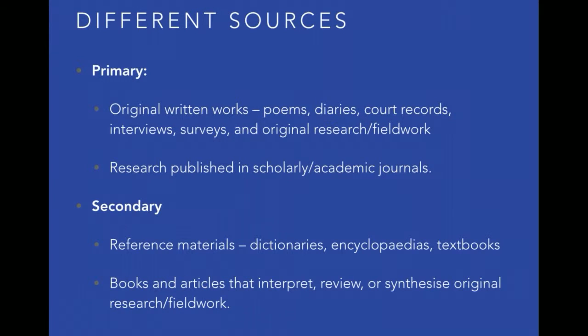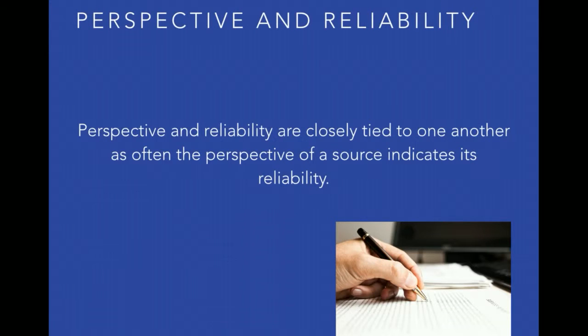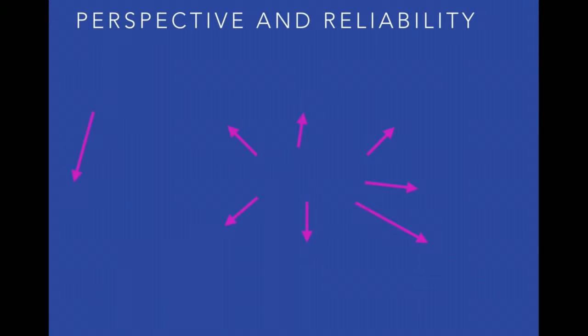Now class, let's move on to the steps involved in analysing a source. Analysing a source is necessary to determine what we can gather from it. An acronym that can help you to remember how to extract information from a source is this: PRU, or Perspective, Reliability, and Usefulness. Perspective and reliability are closely tied to one another, as often the perspective of a source indicates its reliability. So, perspective is all about background. Where did the source come from? Who wrote it or made it, etc.